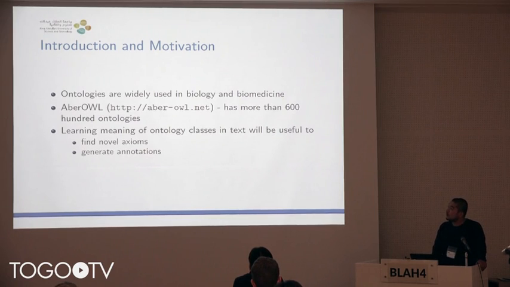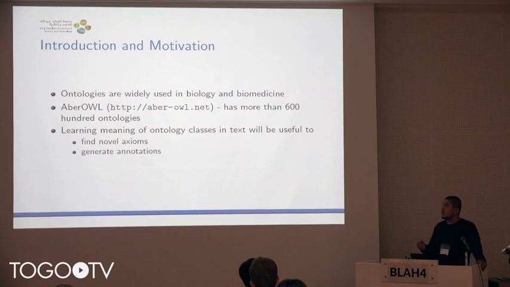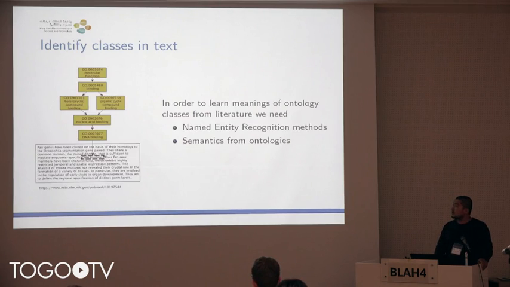And so here, our next task is to learn these ontology class meanings from the text. And this will give us an opportunity to find novel axioms, for example part-of relations or new subclass relations from the text that are missing in the ontologies. Or we can also generate some annotations.